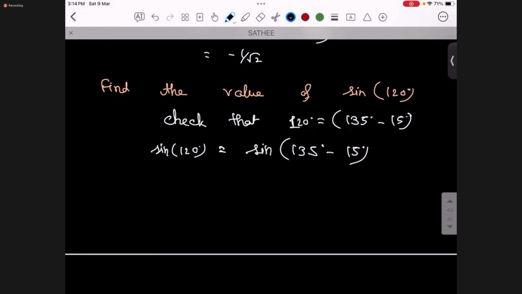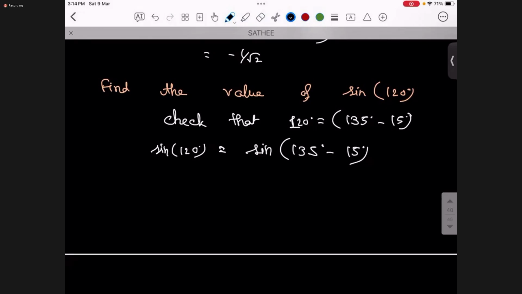So in this way, one can find very different angles which are not that well known to us, just by manipulating or changing the angles, and you can find the functional values of different angles. You just need to figure out how you can obtain that angle using the known angle measures.